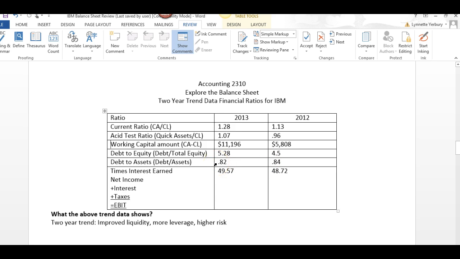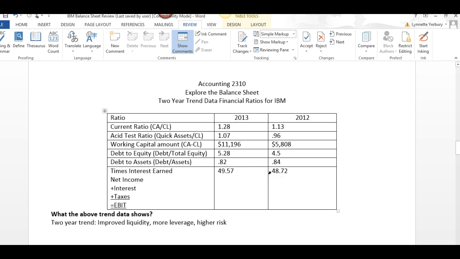It improved a little to 80 when you moved to 82, but you can see when you compare it to equity, they were more leveraged from that indicator. 82% is still rather high. I myself like to see that more around 70%. But it looks like IBM's quite able to service the debt.